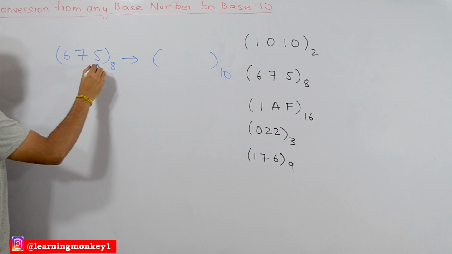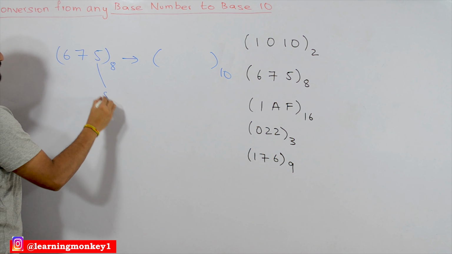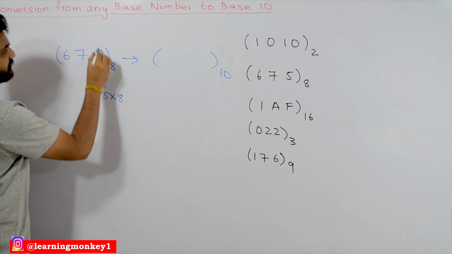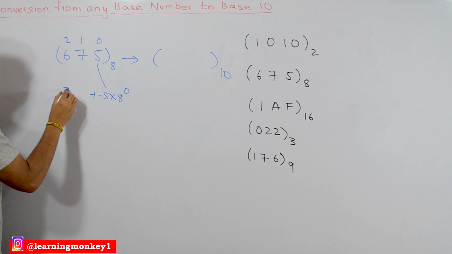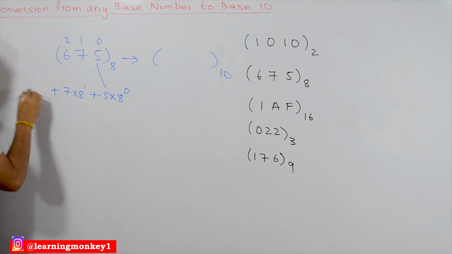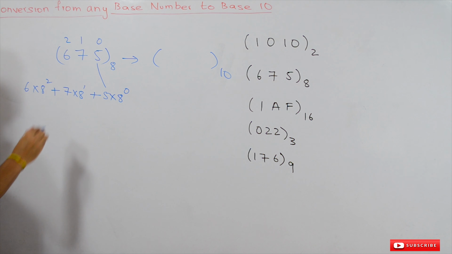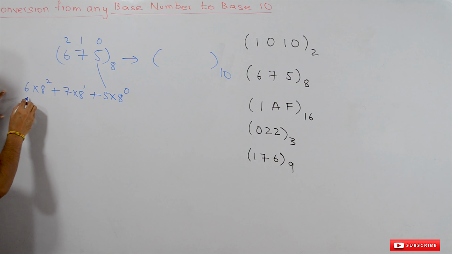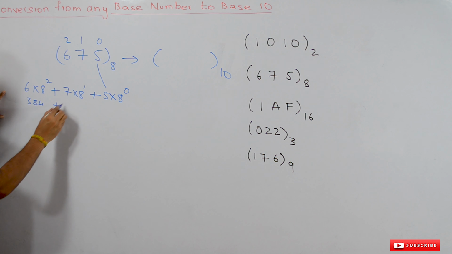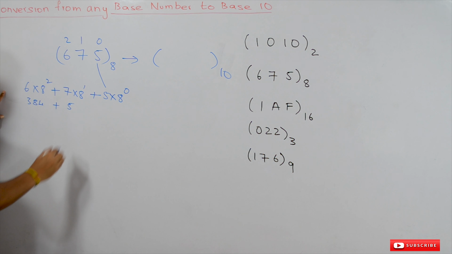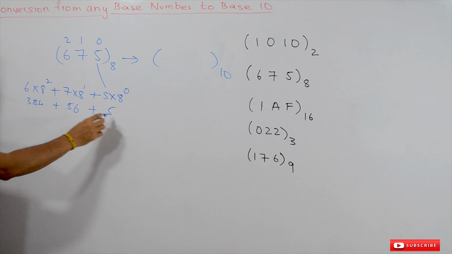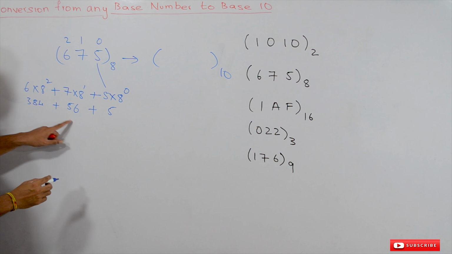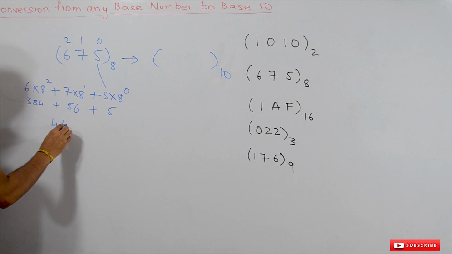How to convert it? Find the positional weight of each and every number. How to find the positional weight? Number into base power position. So what is the position? 0, 1, 2 are the powers. Now sum up all these things. 7 into 8 power 1, 6 into 8 power 2. So what is this? It is 384 plus 56 plus 5. So 384 plus 56 plus 5 is 445.